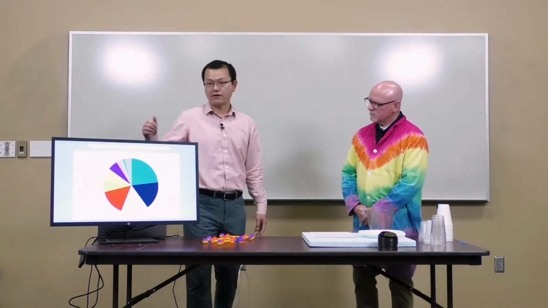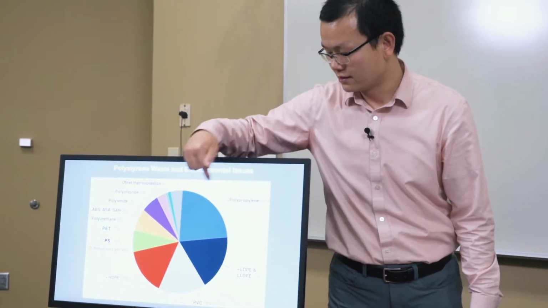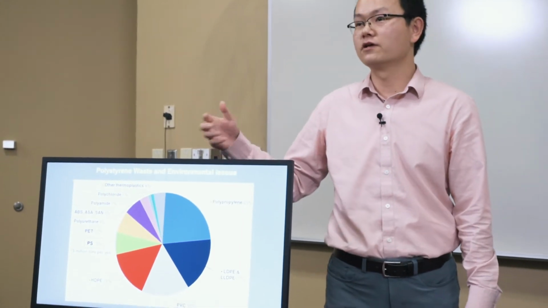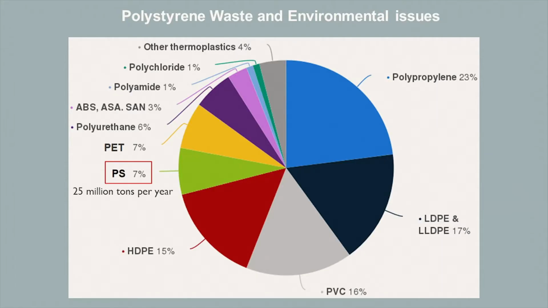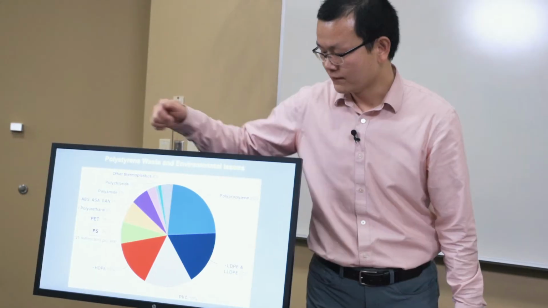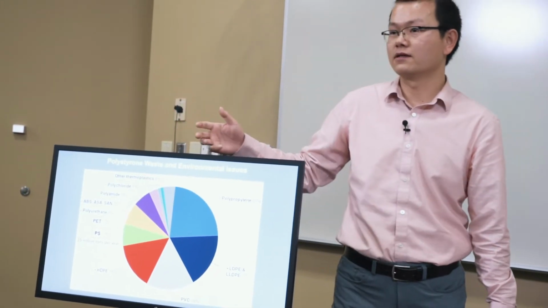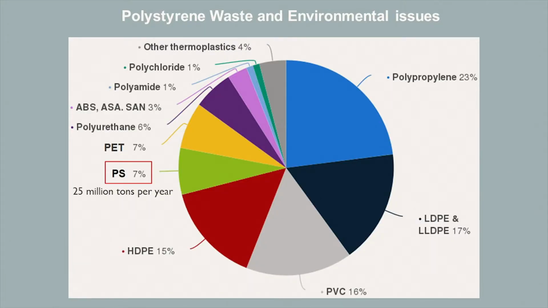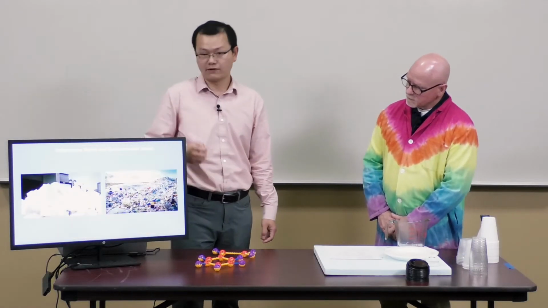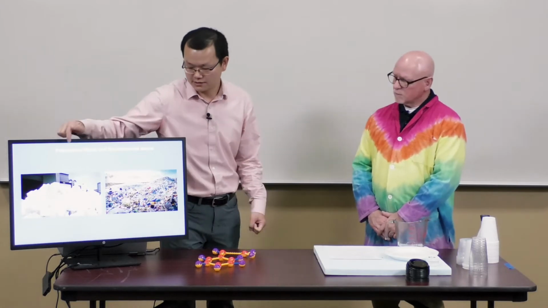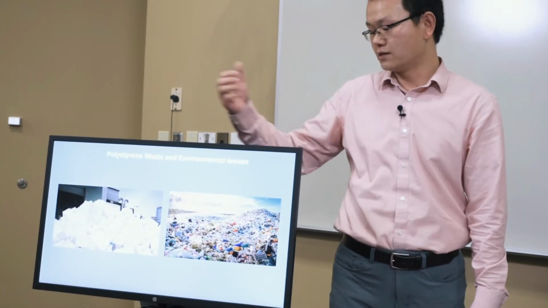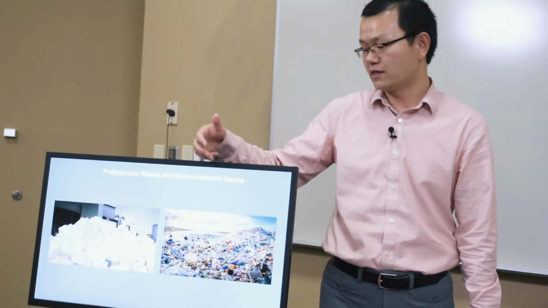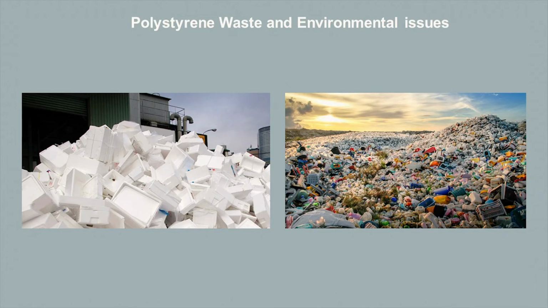So as a matter of fact, polystyrene, if you look at this pie chart, is one of the most produced plastics worldwide per year. It is estimated that this green part is polystyrene. It is produced roughly about 25 million tons per year worldwide, and most of it is not recycled. As a result, it causes significant environmental issues, as you can see in those photos. Waste polystyrene foams and waste polystyrene cups cause a lot of environmental issues.